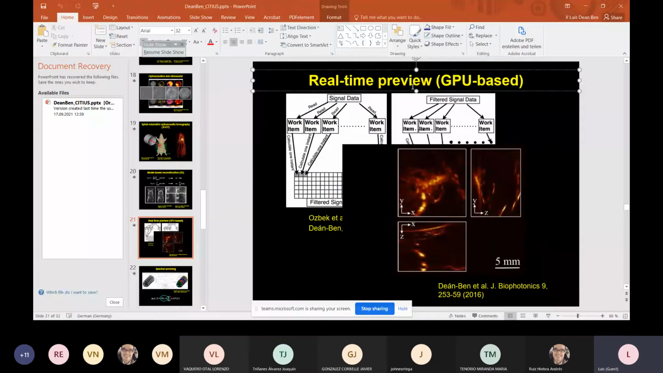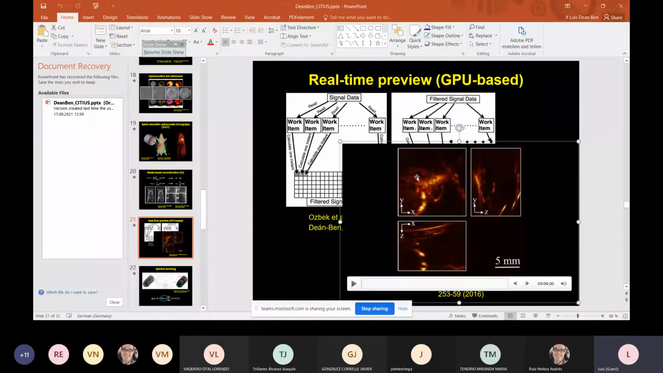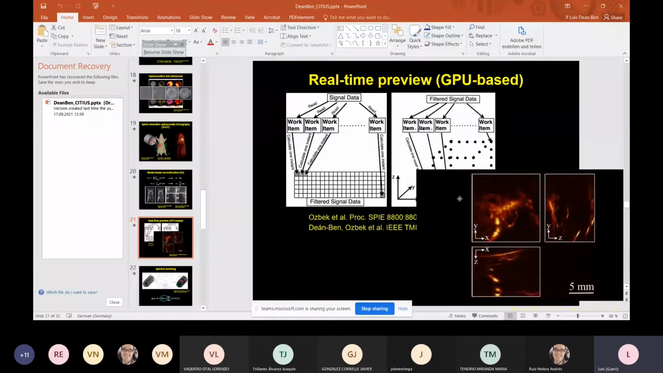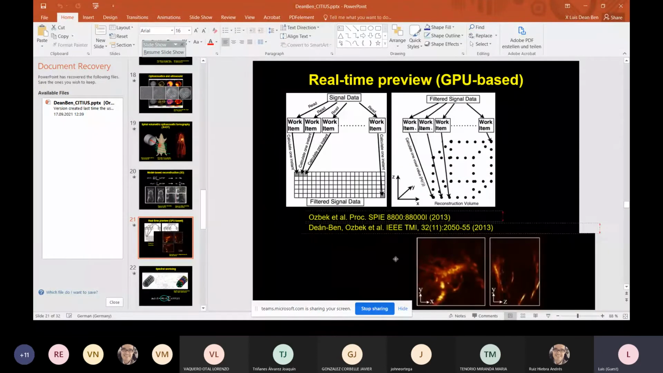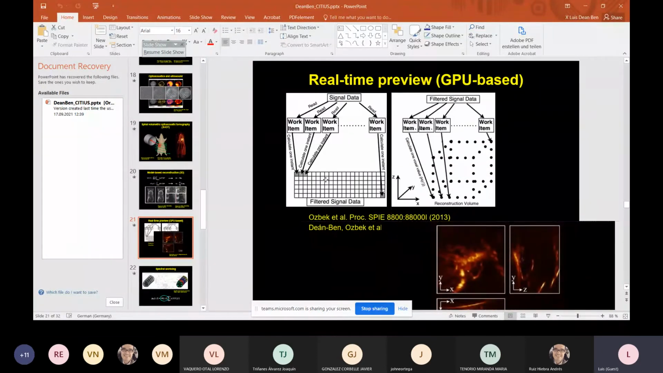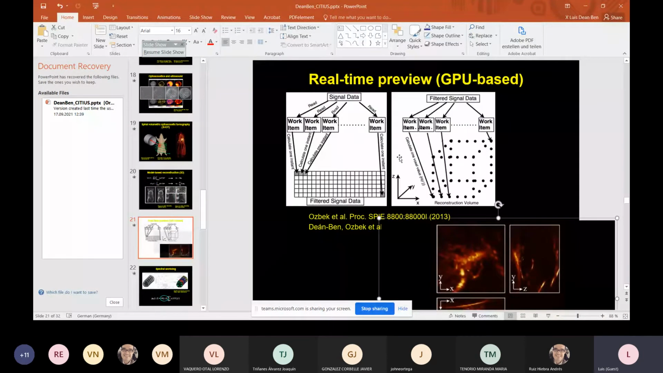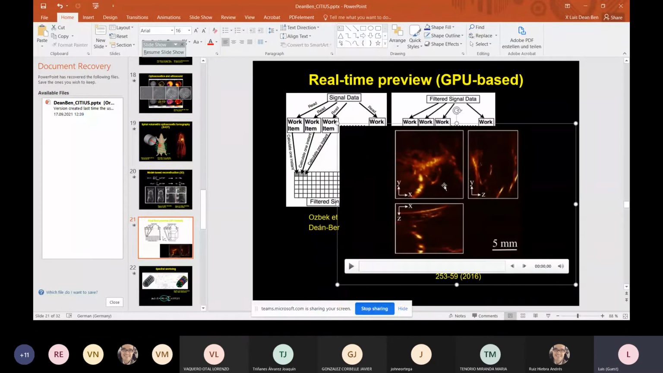What you see here is a bit of the description of the work that we published back in 2013 with the GPU implementation of a back projection. Basically, there are two steps. One is the filtering, and the other is the back projection per se. In the filtering, we parallelize different signals, and in the back projection, we parallelize different pixels. Doing it like this, we can get a very fast reconstruction of around 20 to 40 frames per second, and this is sufficient to make a preview.